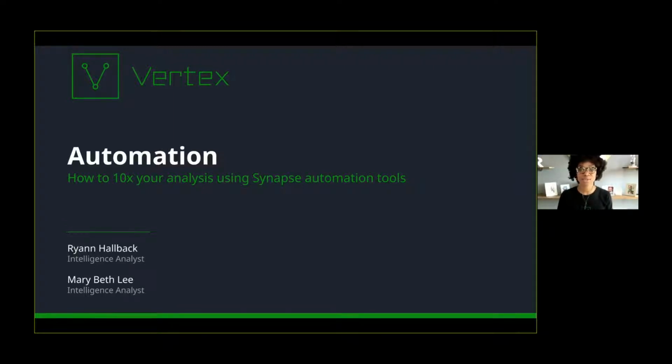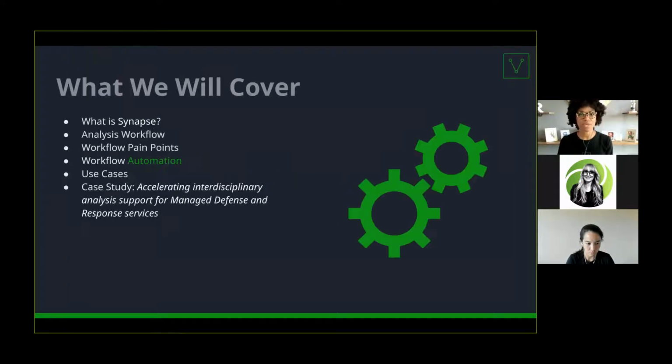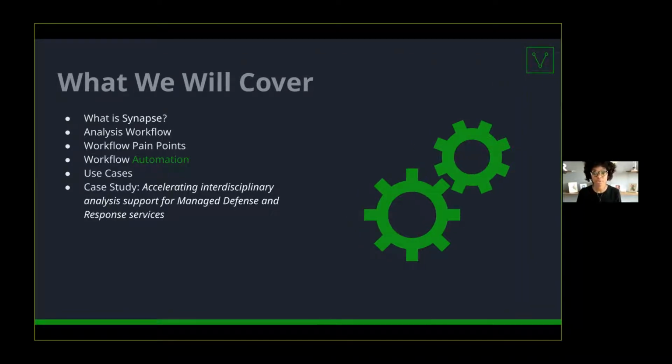And today we're going to talk to you about workflow automation and demonstrate how analysts can use Synapse to automate analysis tasks and help analyst teams operate at scale. We're going to start by first giving you a quick background on Synapse and explain why we developed this system. Talk about our analysis workflow and some of the pain points associated with it at times. Go over our solution to those pain points, which is automation. Go over some use cases for automation, and then end with a case study to demonstrate how Synapse automation can be used within your organization and across teams from beginning to end to help you set up some common analysis tasks.